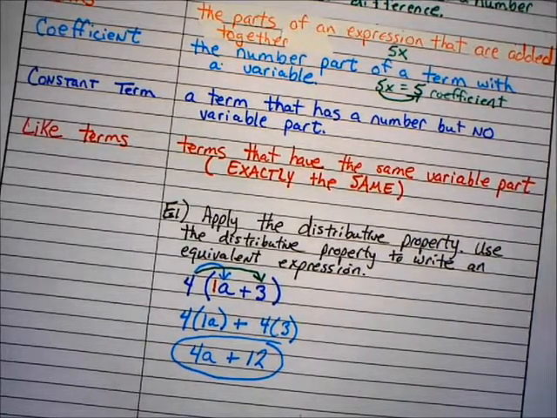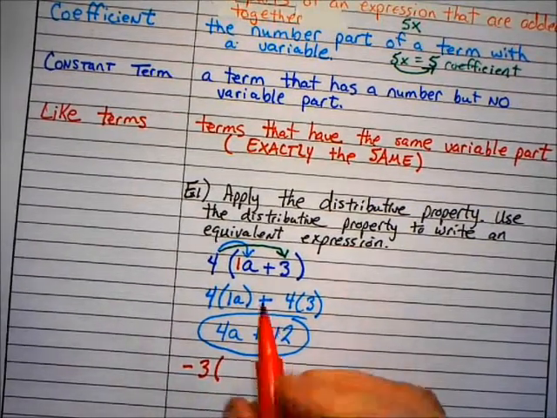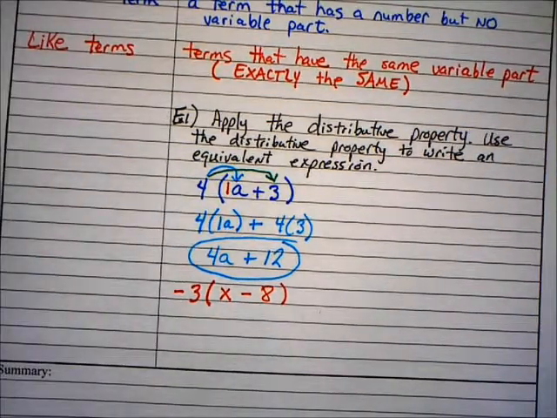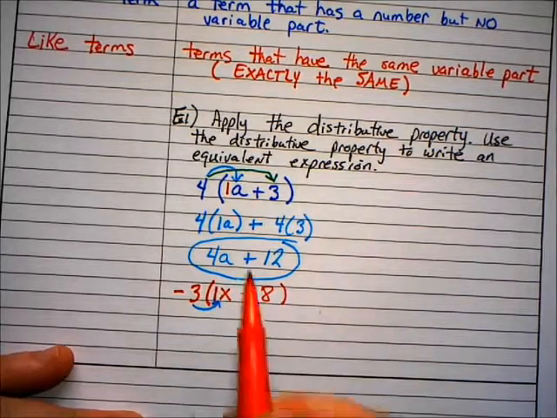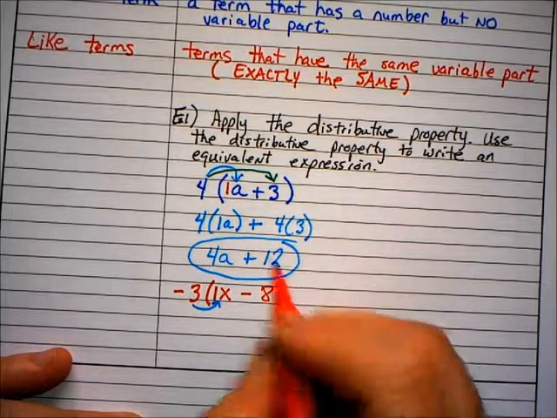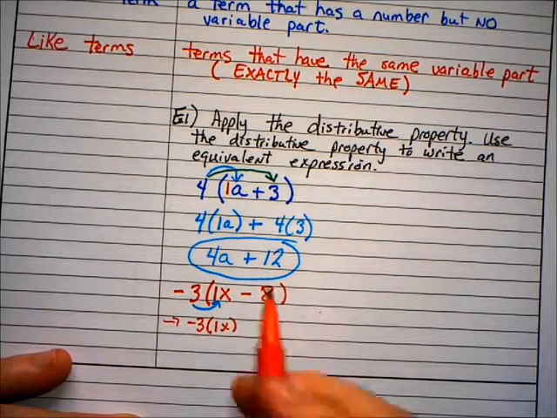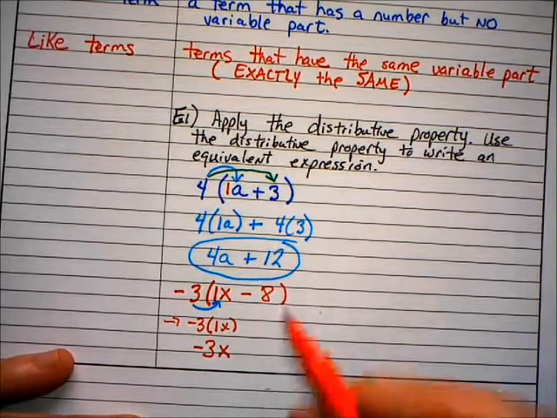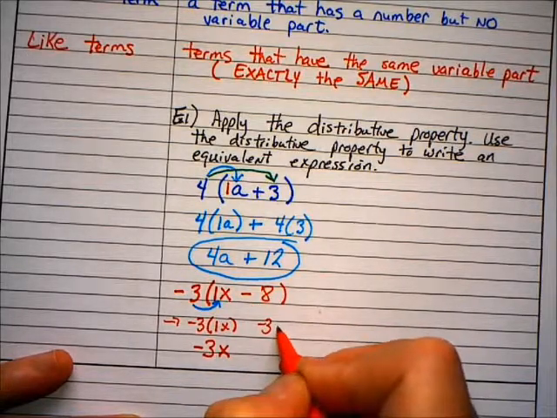Okay. If I do a second one, suppose I have negative 3 parentheses x minus 8. Just to show you this expression, I am still going to multiply negative 3 times the x, which, remember, there is an understood 1. So I'm going to do negative 3 times 1x. This is my thinking pattern here. So negative 3 times 1 is a negative 3x. And now I need to multiply negative 3 times this negative 8.